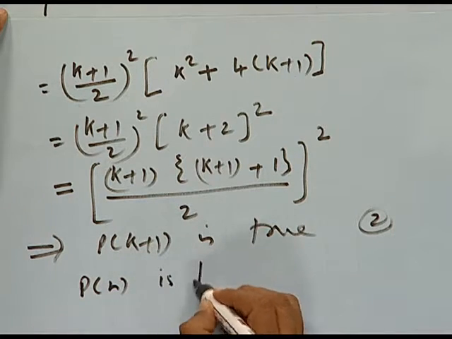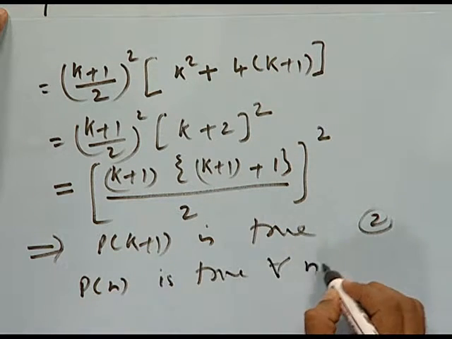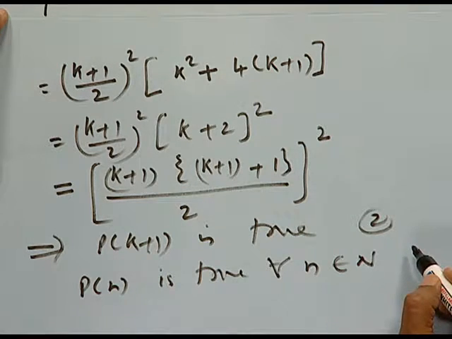Now, this completes the second step and hence P(n) is true for all n belonging to natural numbers.